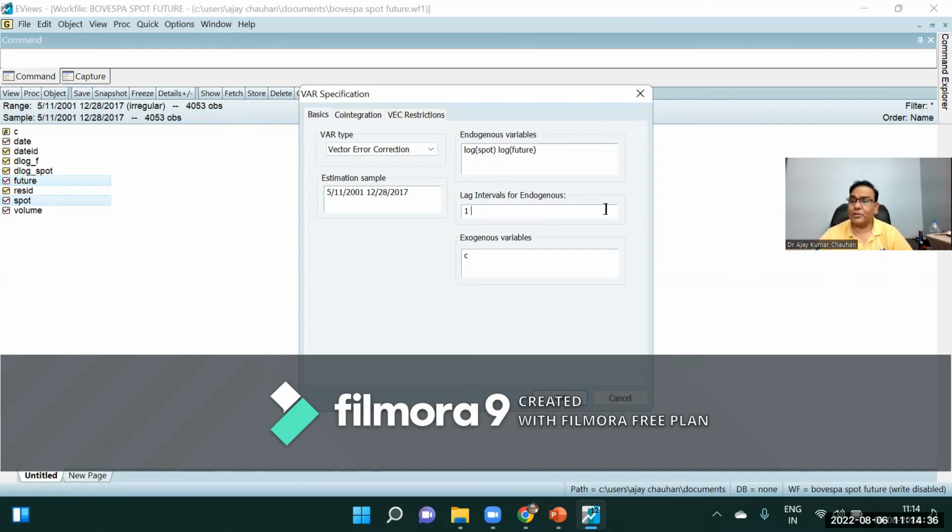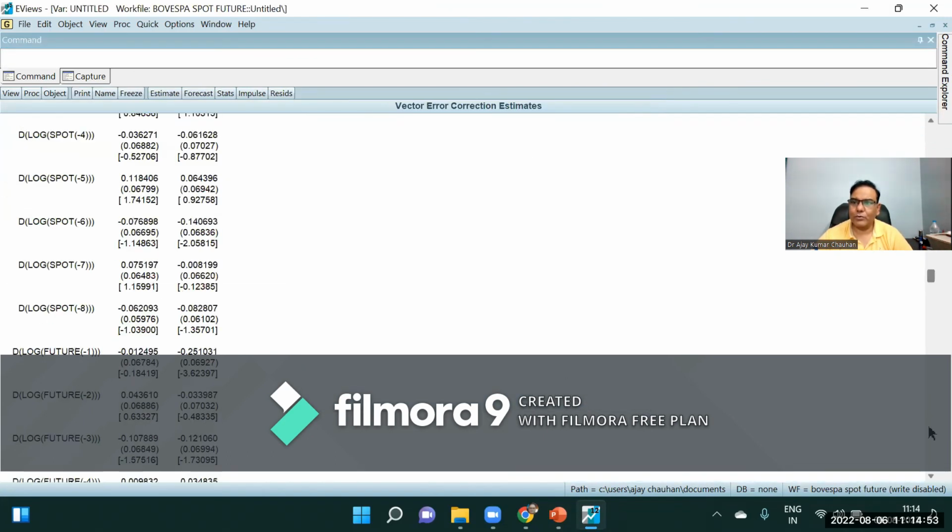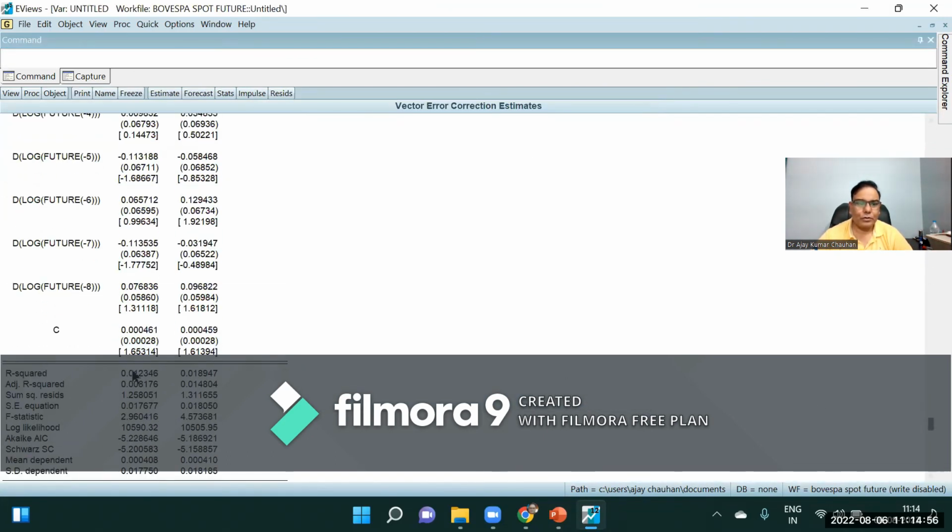So let's assume 8, and we have to finalize at which lag we should stop. These are some of the preliminary things that we need to check. After that, just click OK. And we have to find out which is more exogenous. So the first R-square value should be the lowest and the second value should be the highest. I think 0.012 and 0.18 is fine. The first value is lowest.